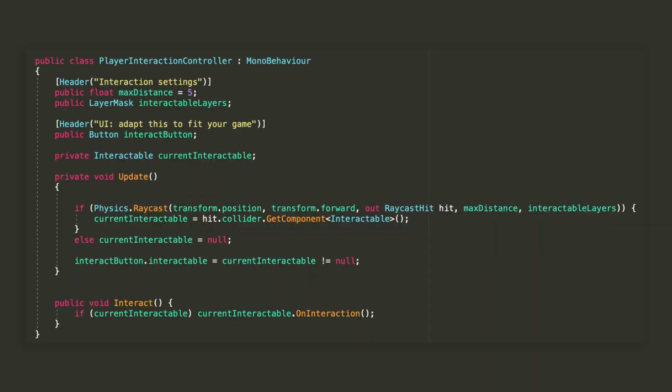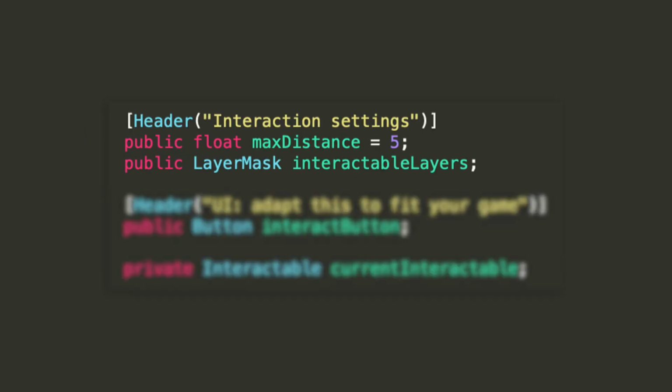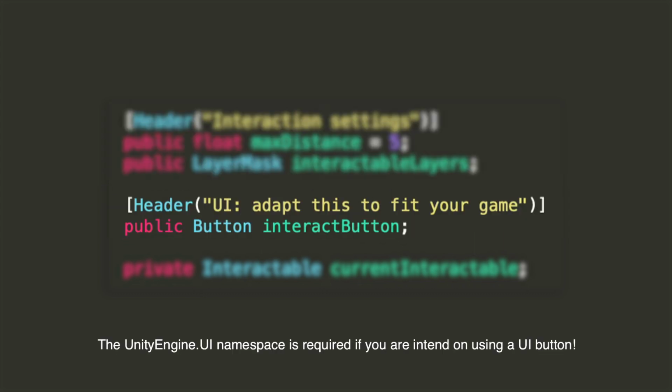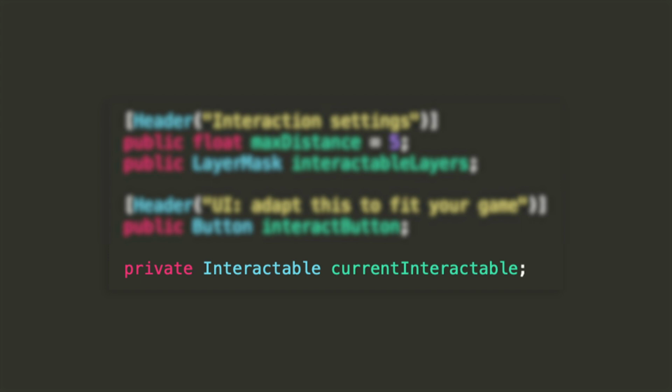Let's go on to the player script, that I've called PlayerInteractionController. We first want to declare some fields, a float for the max distance our ray will travel to avoid interactions with too far away objects, and the layer mask to specify what layers the interactable objects will be on. For the sake of the tutorial, I will add a reference to a UI button in my script that I will use to invoke the interaction when it is available. If you do the same, remember to add a using UnityEngine.UI statement at the top of your script. Last thing, I'll have a private interactable reference to store what interactable object is selected at any moment.